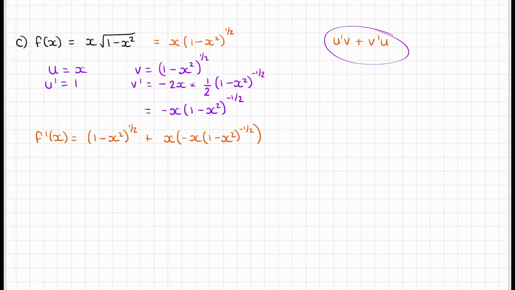And then we can just tidy this up, which would be 1 minus x squared to the power of a half minus x squared multiplied by 1 minus x squared to the power of negative a half. Then if you want to write with square roots and fractions, you would end up with the square root of 1 minus x squared minus x squared all over the square root of 1 minus x squared.